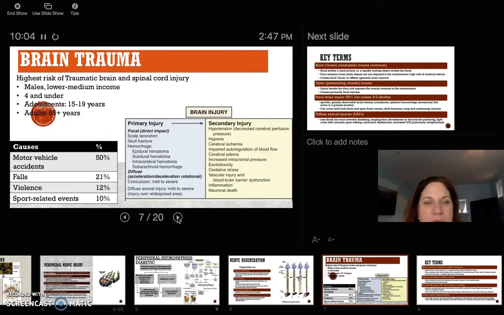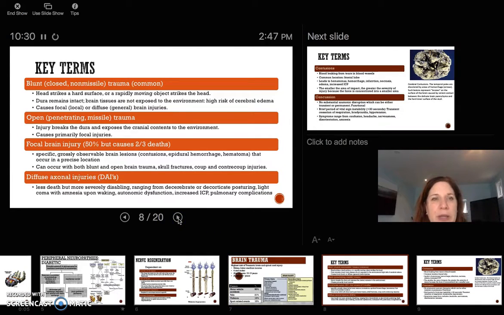Again, examples of brain trauma, most common in males, lower to median income, babies, so 4 and under, and adolescents, and older adults, greater than 65 years old. Motor vehicles are the most common reason. So this part is primary injury, so this is from the direct impact, and then this is a secondary injury. You can either have a blunt head trauma where your head strikes a hard surface, or a rapidly moving object such as a baseball bat hits your head.